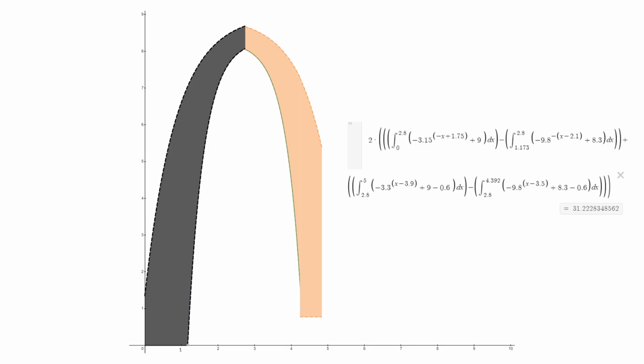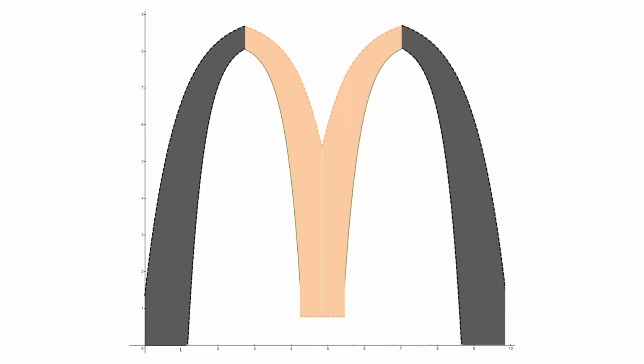Now we have the area of both sides of the half M, so we can find the area of half of the M. We just add the areas together. To make the M complete, we just multiply the entire area by 2. And ta-da! Look, it's the total area of the M.